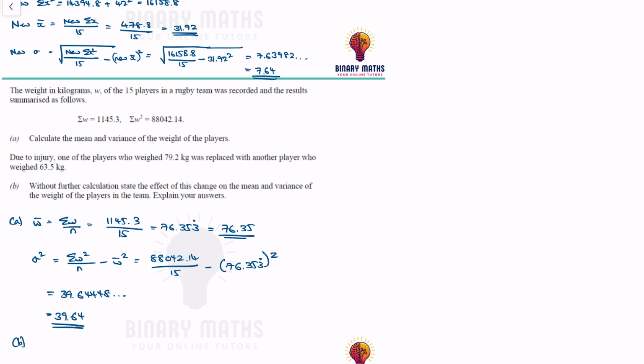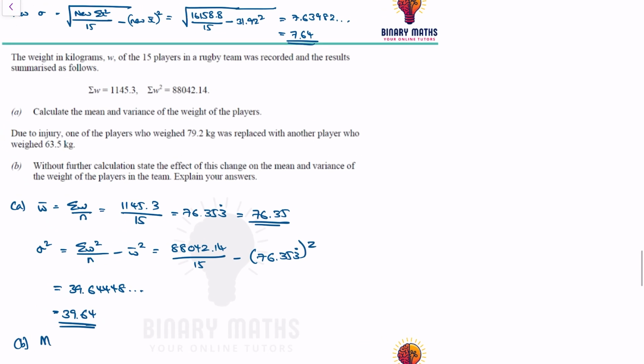So B, mean will be lower. Mean will decrease as 63.5 is less than 79.2. So it will make total weight lower. So the mean was 76.35.